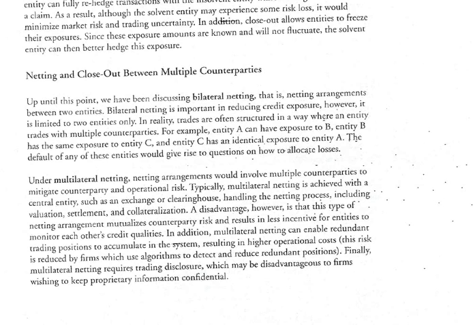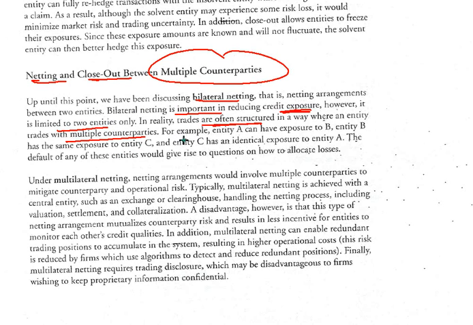Okay. The next thing they are talking about is netting and closeout between multiple counterparties. So till now we have focused on bilateral netting. Bilateral netting is important in reducing the exposure; however, it is limited to two parties only. In reality, trades are structured such that there are multiple counterparties. So A can have exposure to B, B can have exposure to C, and C can have exposure to A. The default of any of these entities would raise the question of how you will allocate the losses.